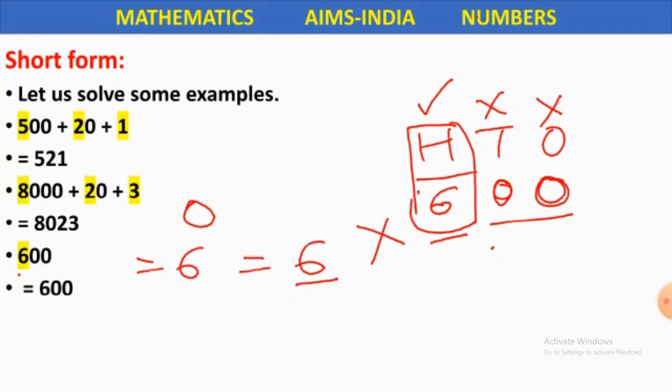Is this clear, children? For short forms, we get the short form by combining face values of the numbers given, and we have to check that the place values given in the question are the same as the place values given in the answer. Okay, please do not forget this in the exam. Always write the place values and check whether the place values are matching or not. I hope you are understanding, children.